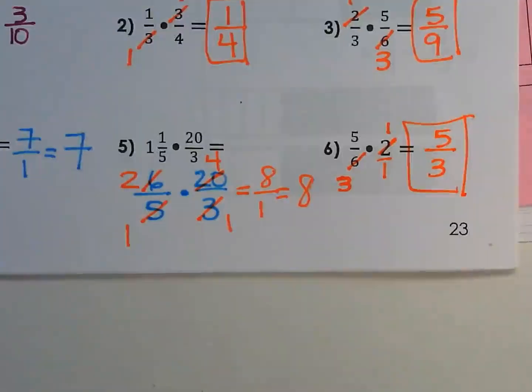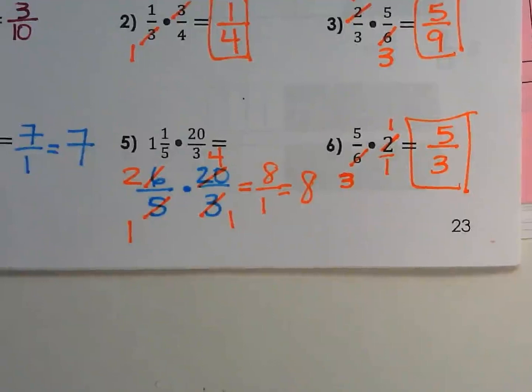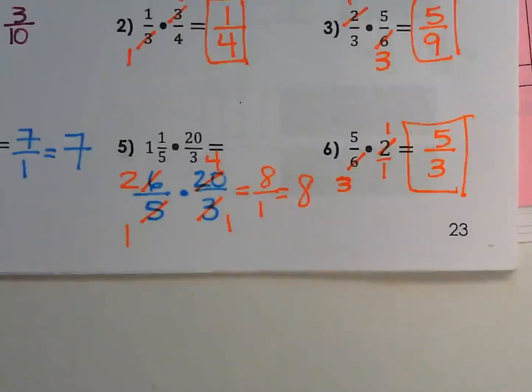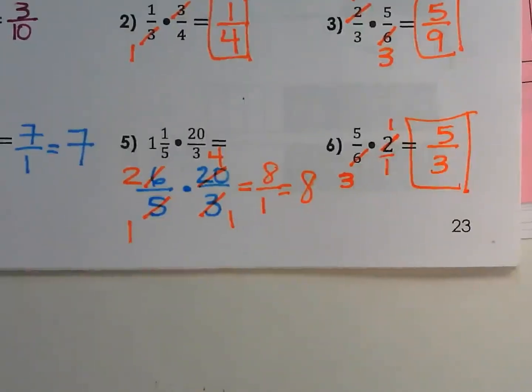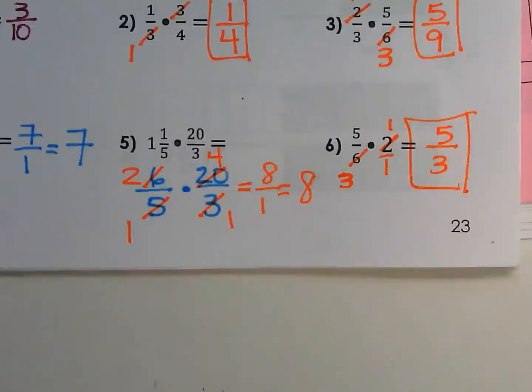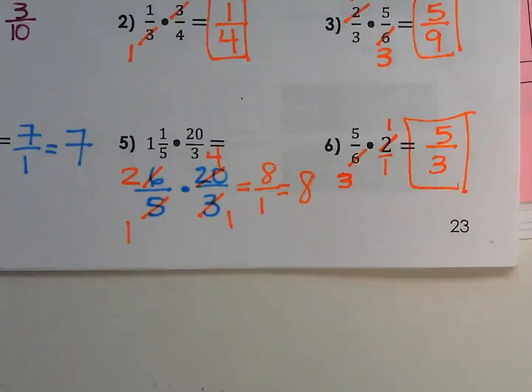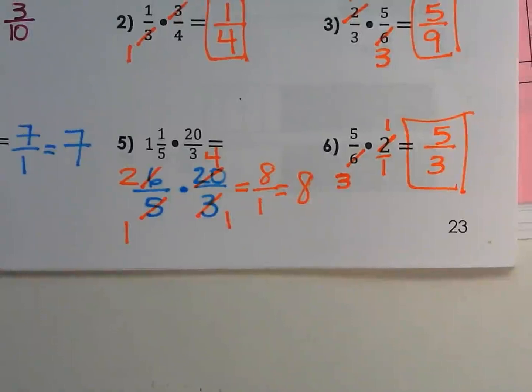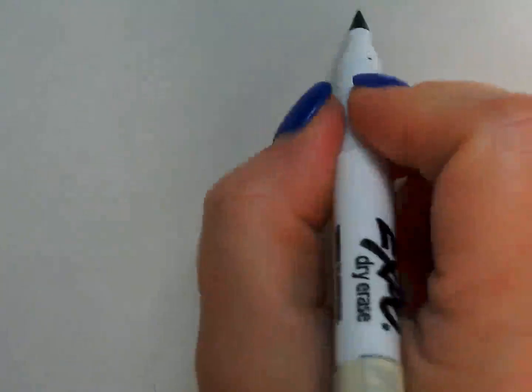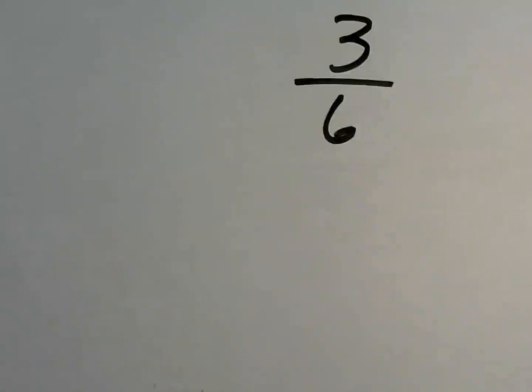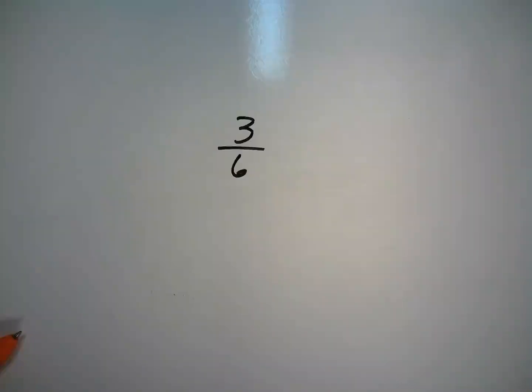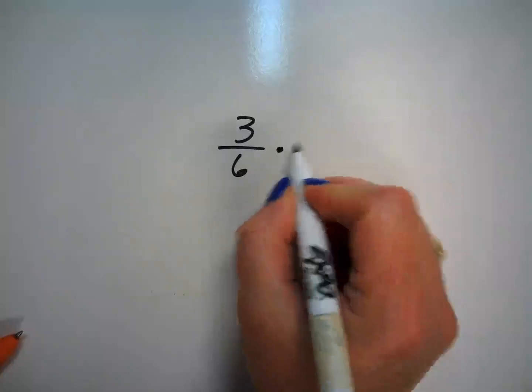Yes, ma'am. I have a question. Uh-huh. So are you allowed to do, so it says 5 sixths divided by 2 over 1, times 2 over 1. Uh-huh. Can you do, let's say it was 3 sixths times 2 over 1. All right, let's look. 3 and 6. So 3/6. Let me get my screen back to its regular space. 3/6 times 2 over 1.